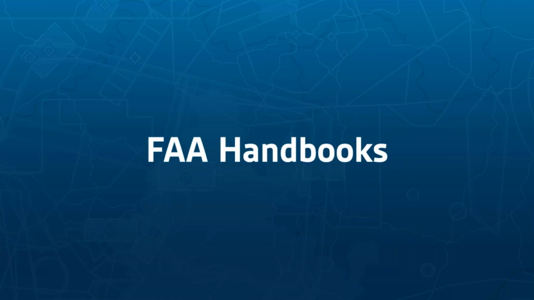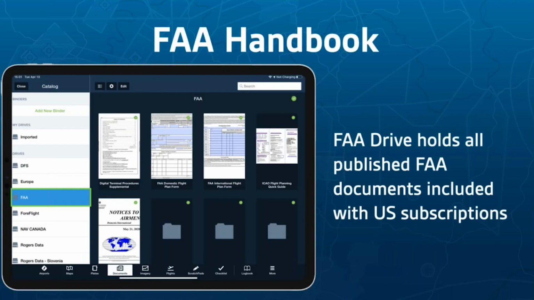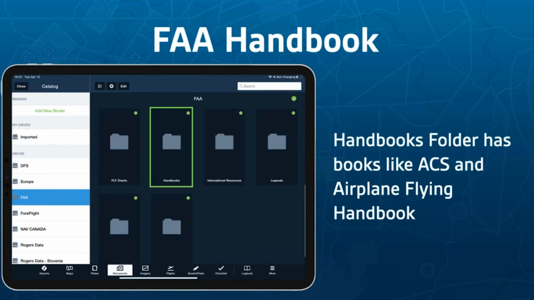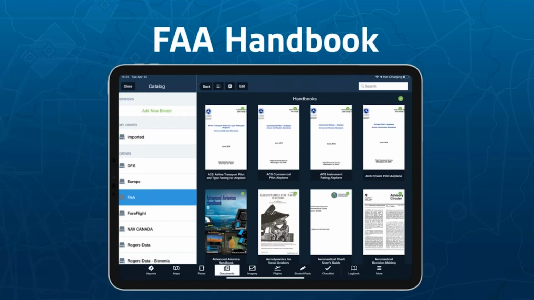Inside of that FAA drive, we actually have all of the published FAA documents for those US subscriptions in there. We even have things like the handbooks folder down here, which contains all of these great things that we're used to seeing when we were first going through flight training, like the pilot's handbook, instrument flying handbook, even things like aeronautics for naval aviators. I don't have to buy any of these. These are all the latest, most up-to-date versions of these documents.